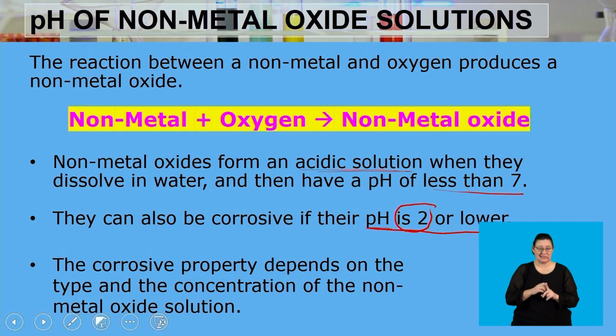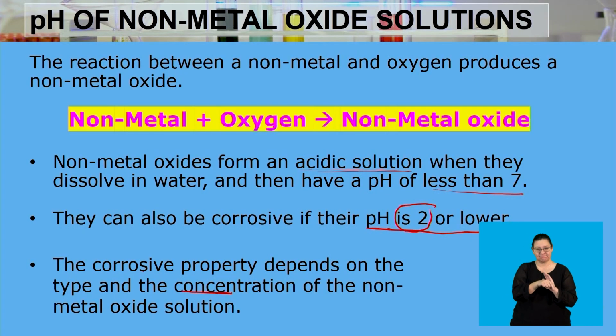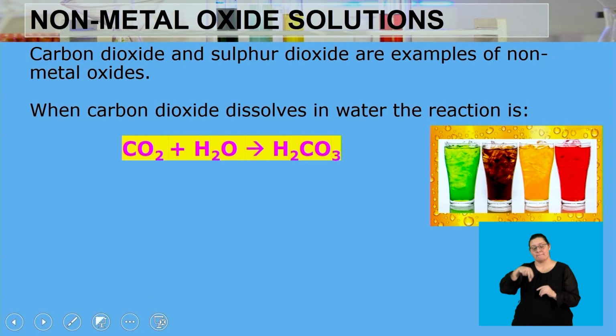The corrosive property depends on the type and the concentration of the non-metal oxide solution. As we have said, they can have a pH that is less than 7. However, different non-metal oxides can vary in terms of their pH value. So the corrosive property is going to be dependent on the strength and the concentration of the non-metal oxide in the solution. The stronger it is, the lower the pH that you're going to have, and obviously the more corrosive it will become.